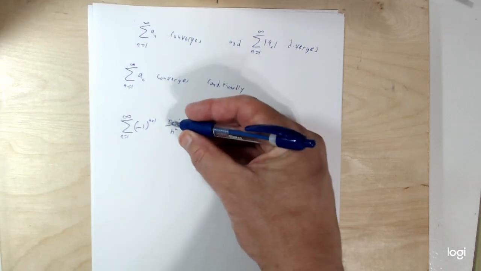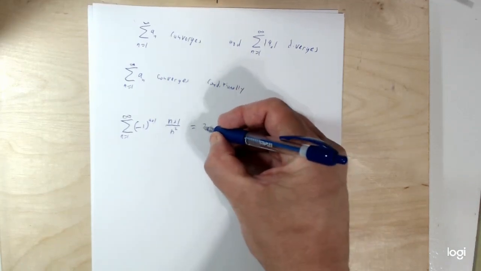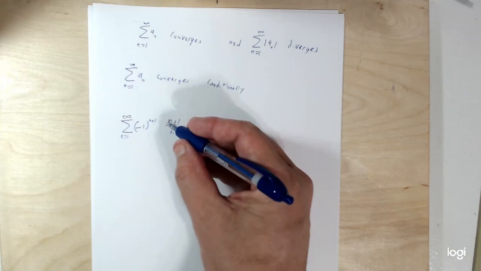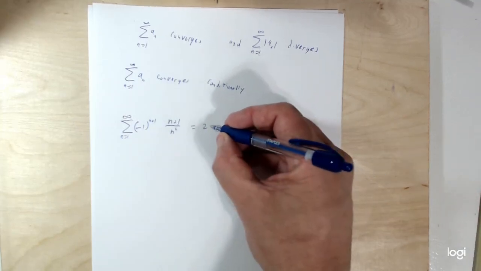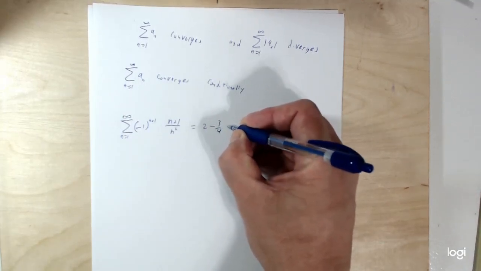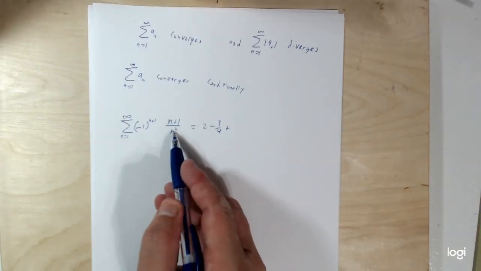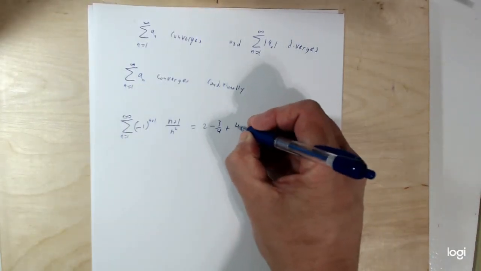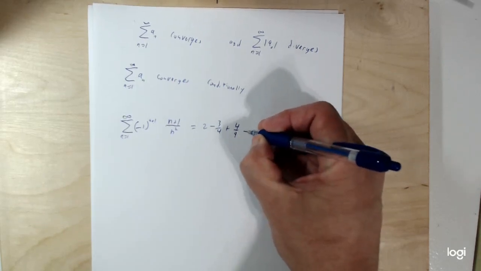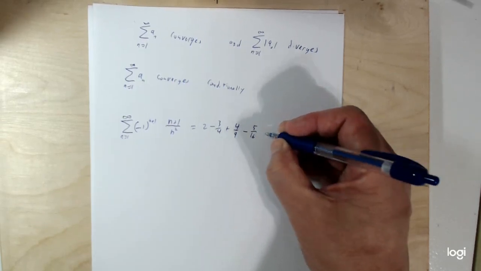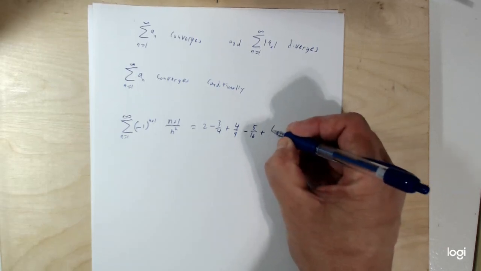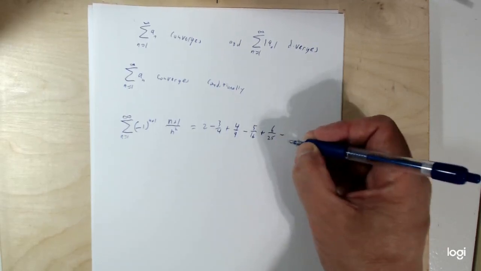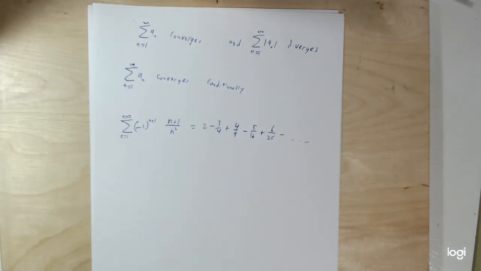So when we plug in 1, we get (1+1)/1, so that's 2. We plug in 2, we get 3/4. Plug in 3, you get 3+1 is 4/9. Then 5/16, plus 6/25, and so on. It's often helpful, especially with these alternating ones, to write out the first 3 or 4 terms just to get an idea of what this thing is doing.